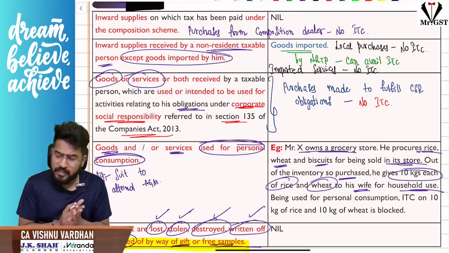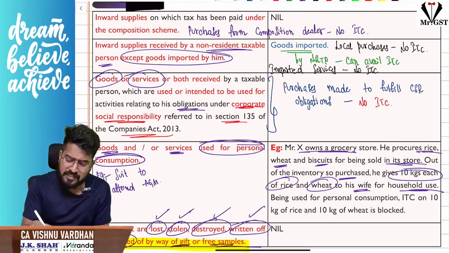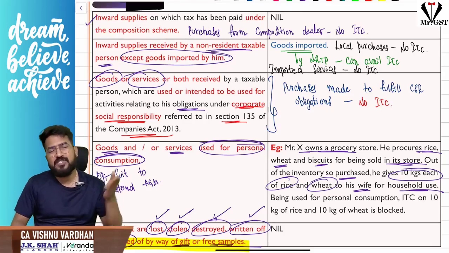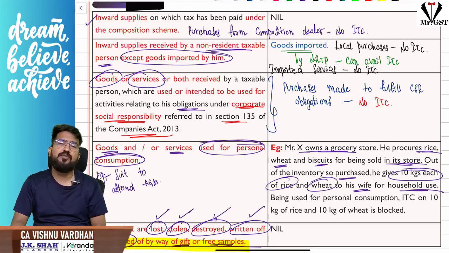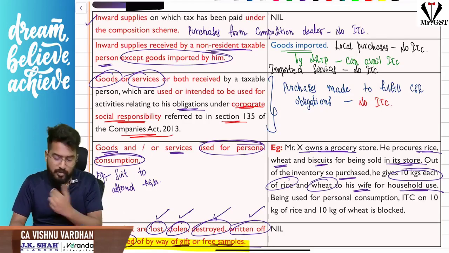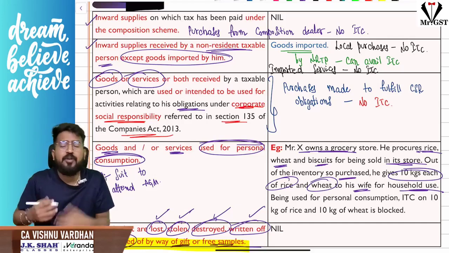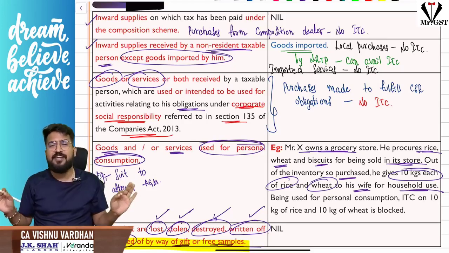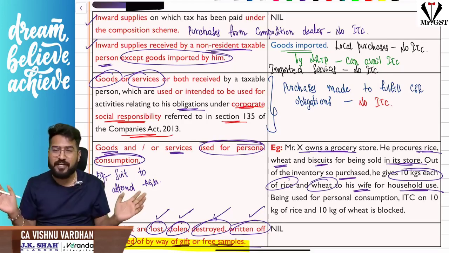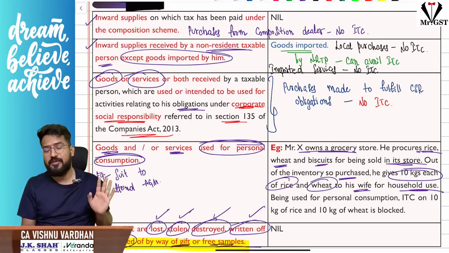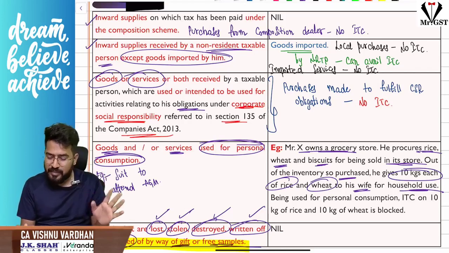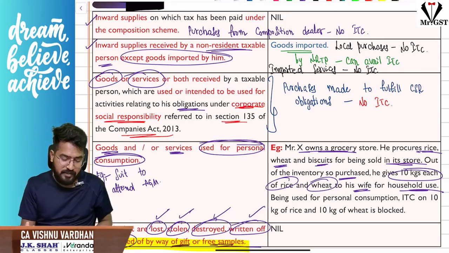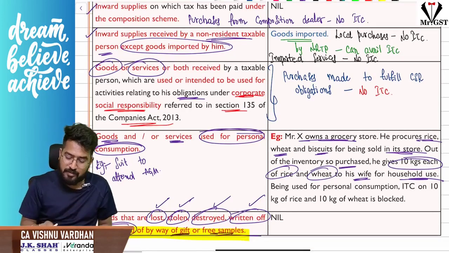Now coming to the next one, sir, if at all you are purchasing something from a composition dealer, you cannot take ITC. When you are buying something from a composition dealer, he has not at all charged any tax from you. How can you take ITC of that? So you cannot take ITC. Sir, I am a non-resident taxable person, sir. For you, all the purchases are blocked. So under section 17(5), for you, no ITC at all, except the goods imported by you. So local purchases, no ITC. Any services you have imported, no ITC. Only goods imported, you can enjoy ITC. That is the benefit for a non-resident taxable person.